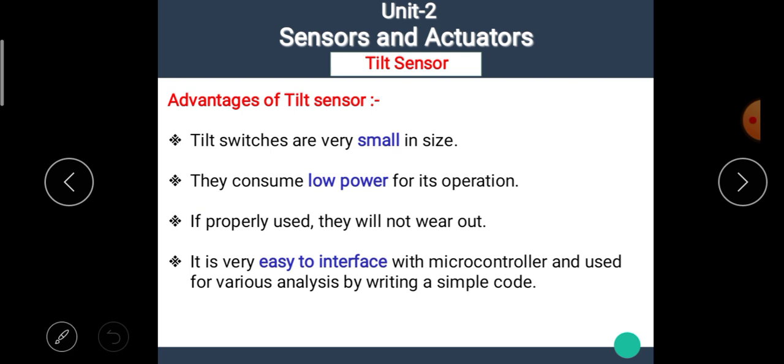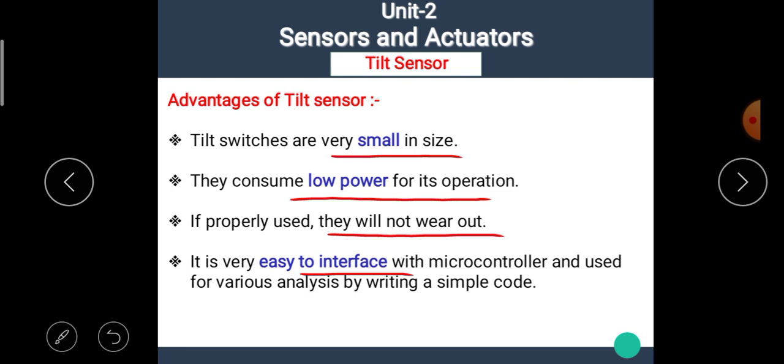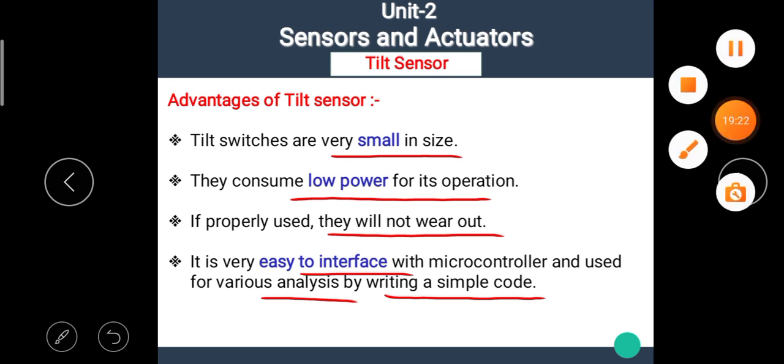Tilt switches are very small in size. They consume low power for their operation. If properly used, they will not wear out. It is easy to interface with a microcontroller and used for various analysis by writing a simple code. These are the advantages of the tilt switches or tilt sensors.